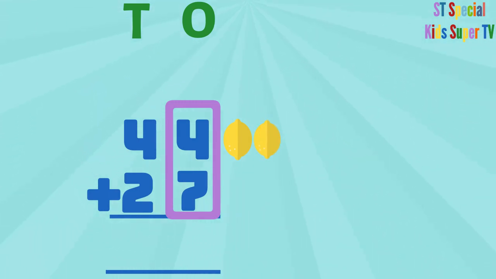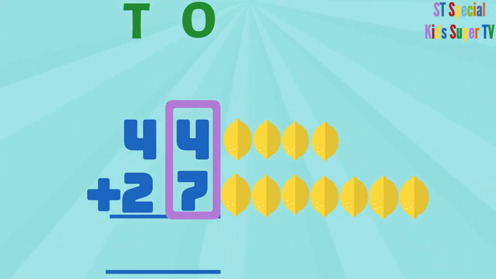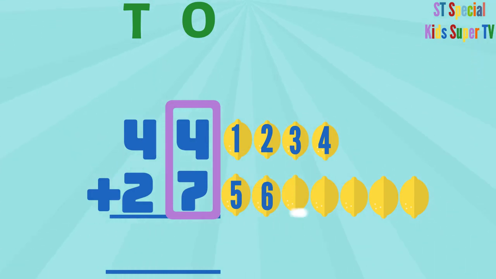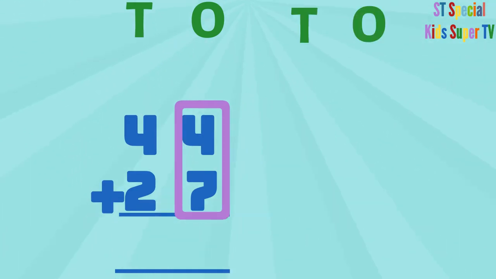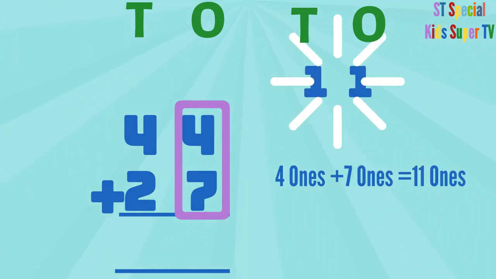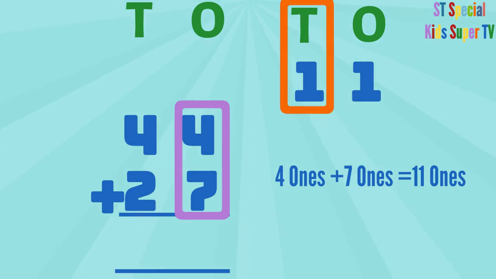4 lemons plus 7 lemons equals 11 lemons. That means 4 ones plus 7 ones equals 11 ones.